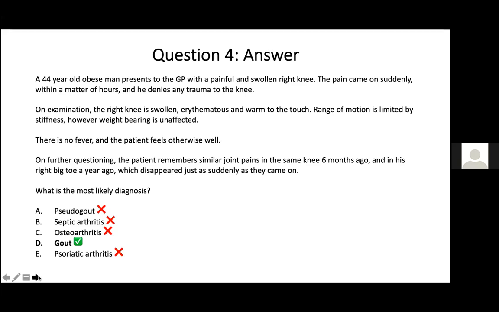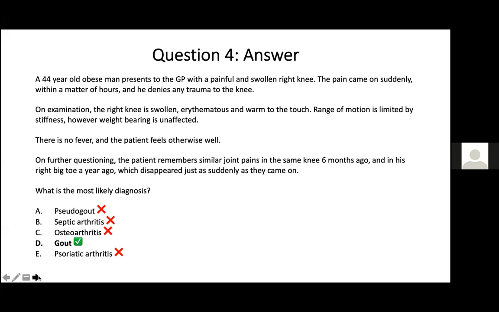Septic arthritis, yep, that also presents with an acute onset sore knee. However, this guy doesn't really have any risk factors for having a septic arthritis. It doesn't mention injecting drugs or prosthetic joints or anything like that. Doesn't mention that he's got a fever, doesn't mention that he's systemically unwell, and he is able to weight bear. So that's all kind of pointing away from it being a septic arthritis.